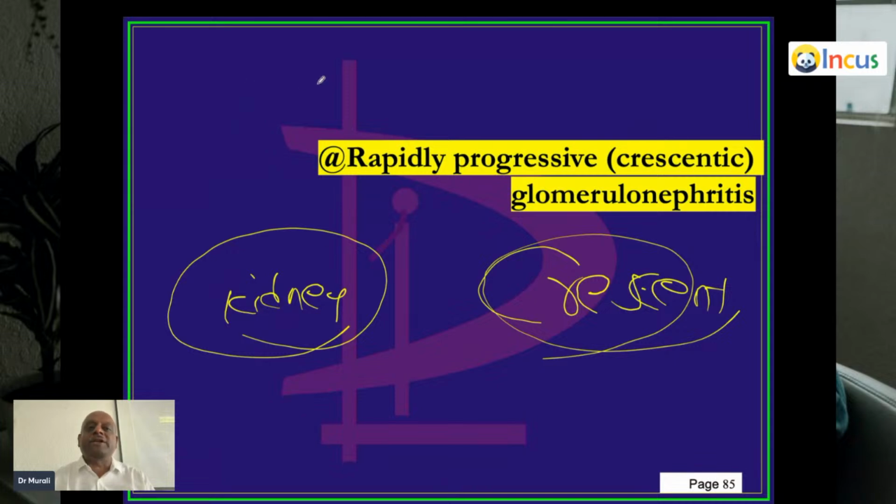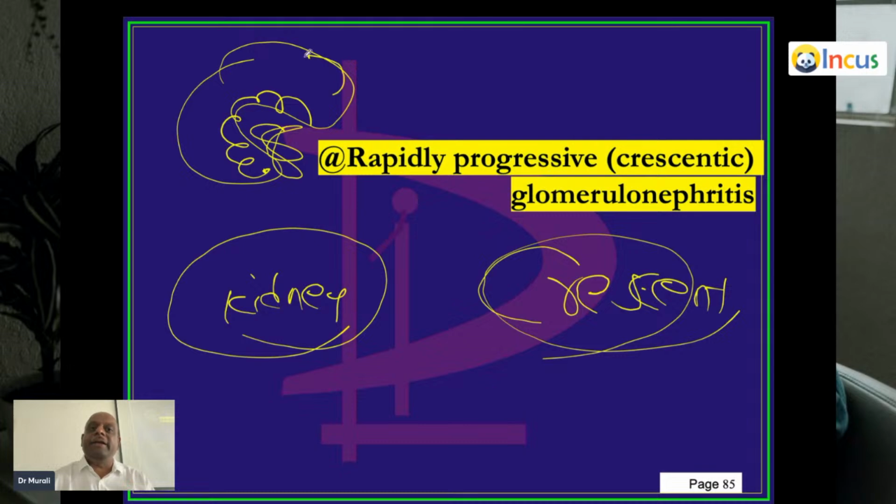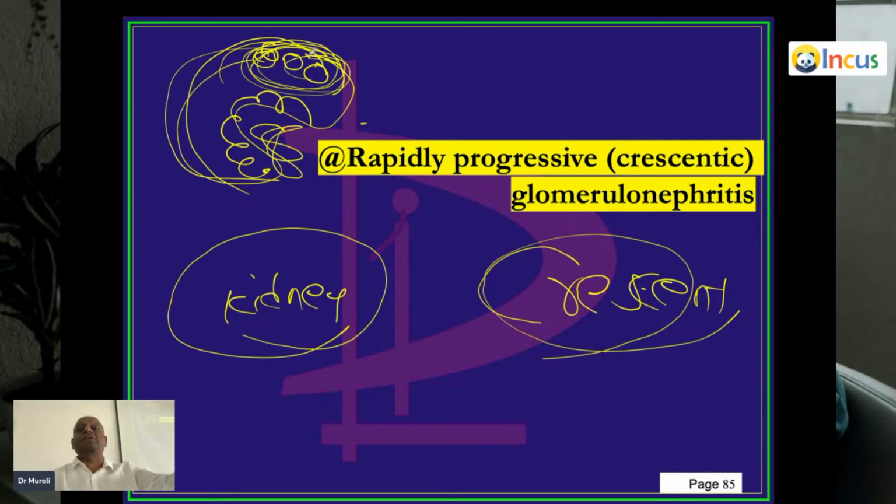So basically in the Bowman's capsule around the glomerulus, you are having the visceral epithelium and parietal epithelium. Parietal epithelial cell proliferation exuberantly will cause a lot of parietal epithelial cells which come and block the Bowman space. So these proliferating parietal epithelial cells are called crescent. They form the crescent in crescentic glomerulonephritis. Understood? What are crescents in crescentic glomerulonephritis?